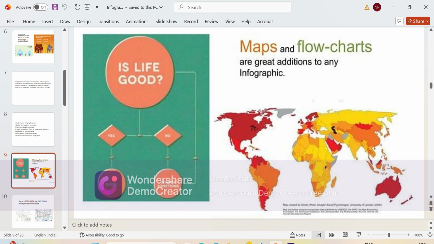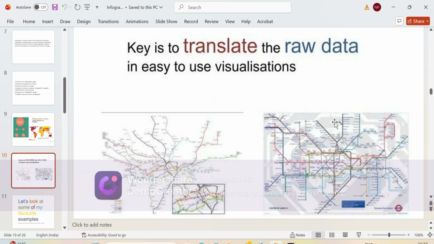So here is one of the examples using maps and flowcharts in an infographic. For example, the flowchart is representing a life cycle, and here the maps are used in a different manner, with darker colors and lighter colors to represent two different aspects. That is how an infographic can be used, and it is mainly useful to translate different raw data into an easy visualization.